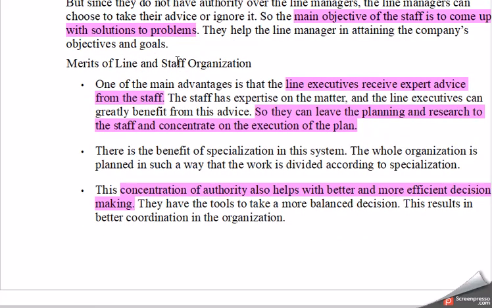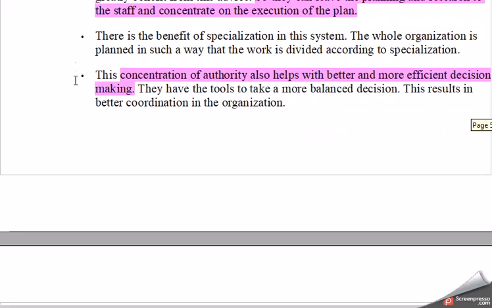What are the merits of line and staff organization? First one is line executives receive expert advice from the staff because staff are usually experts in the particular field. The staff has expertise on the matter, and the line executives can greatly benefit from the advice. So they can leave the planning and research to the staff and concentrate on the execution of the plan.